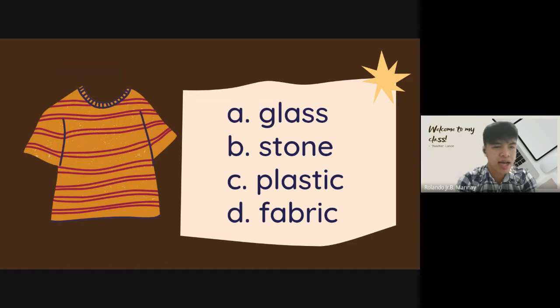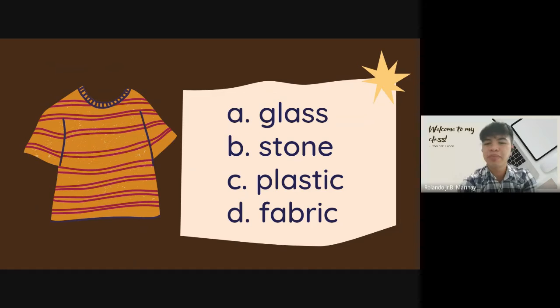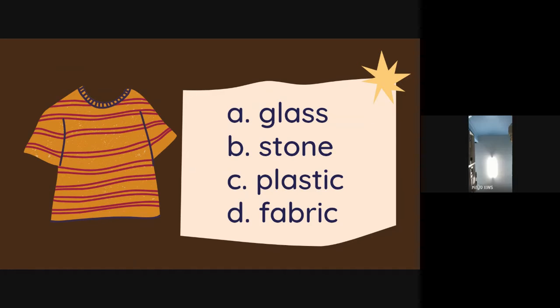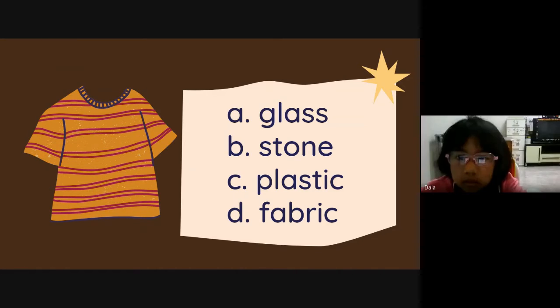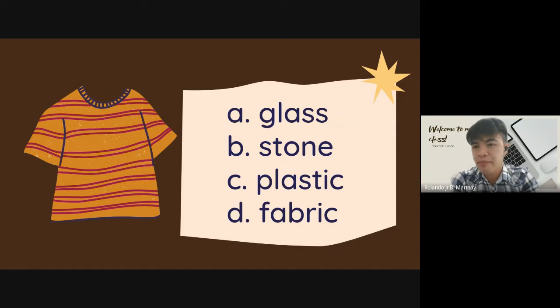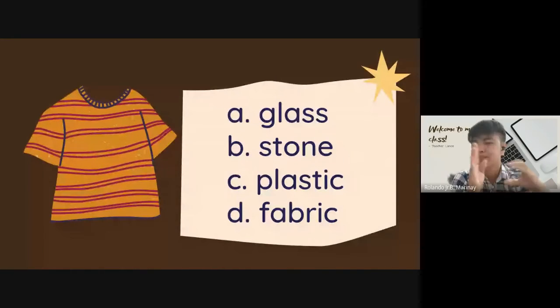Okay, what about this one? A shirt. What is it made of? Is it A, glass, B, stone, C, plastic, or D, fabric? Letter B? Very good. It is made of fabric. Okay, so we're going to match the T-shirt to the fabric.